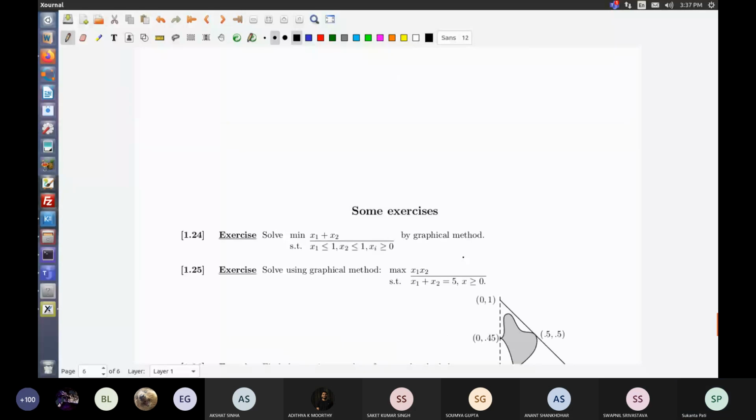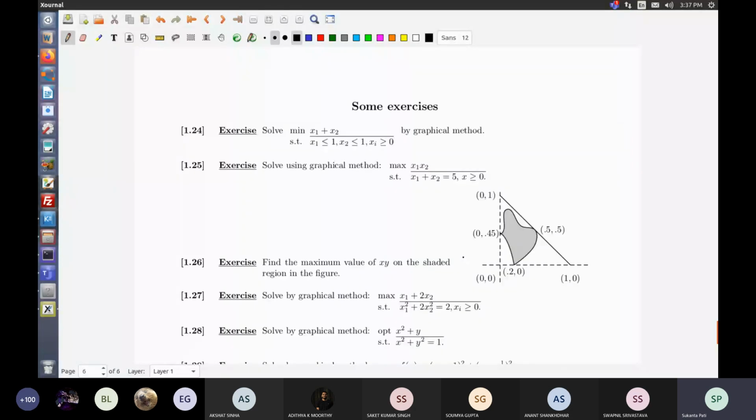So here are a few more exercises. For example, let's see: minimize x1 plus x2 such that x1 is less than equal to 1, x2 is less than equal to 1, and xi are greater than equal to 0. There is nothing in this. See, everything is greater than equal to 0. You want to minimize, it will be 0 only.